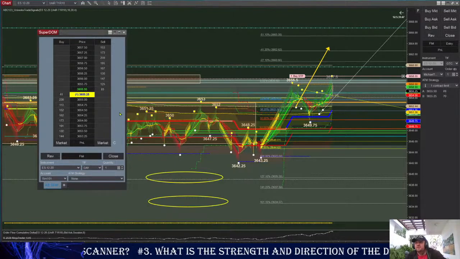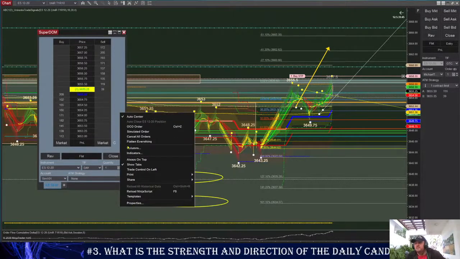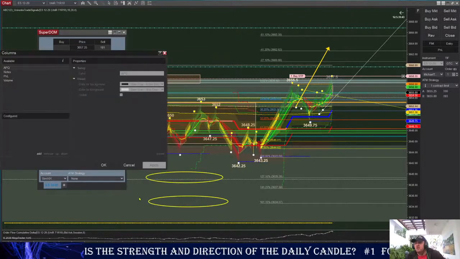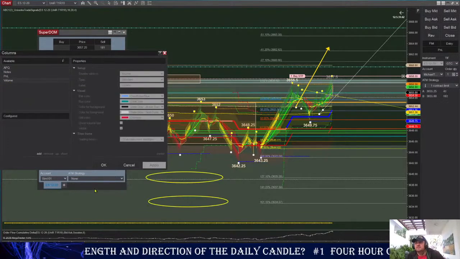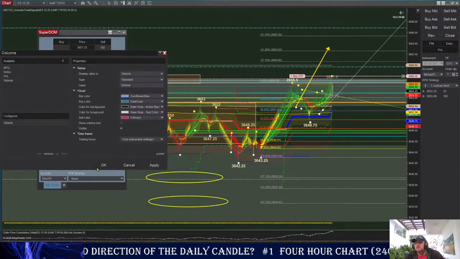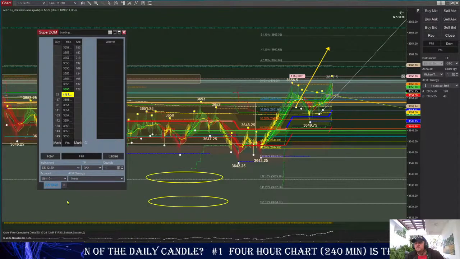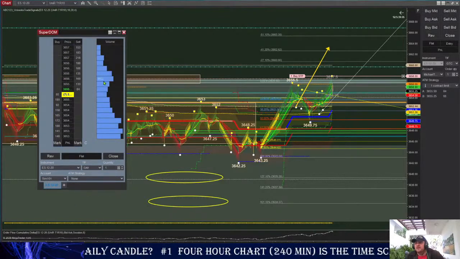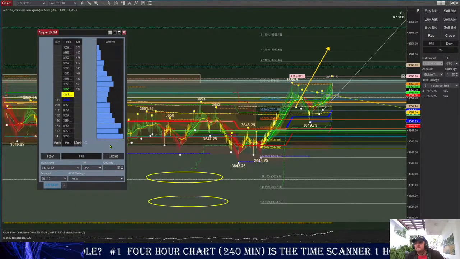Even on this, you guys, what you can do, you can actually add it. I think it's in columns. Look at this. And then what you can see is, hopefully we can see what the volume is on the side and why they're playing this game.